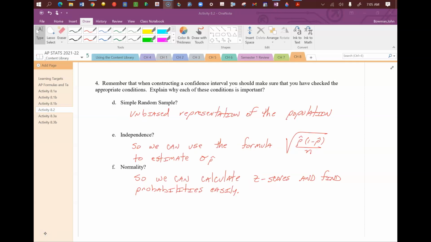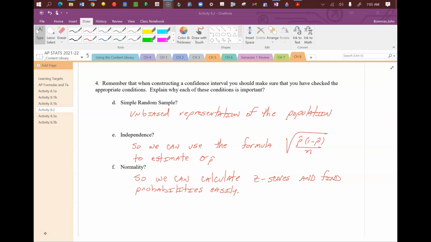So why do we take simple random samples? Because we need an unbiased representation of the population. Why do we need independence? We need independence so that we can use the formula for the standard error in our calculations. And why do we need normality? So we can use the properties of a normal distribution to calculate z-scores and find probabilities from there.